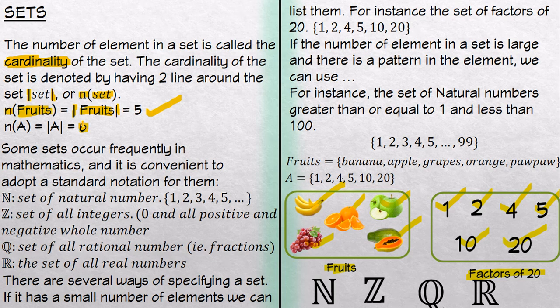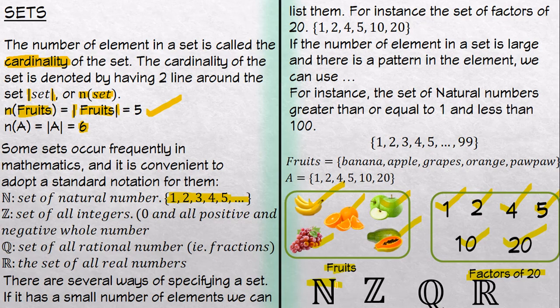But then in mathematics, there are some sets that occur frequently. So some letters have been used to denote these sets. So the first that we want to talk about is the set of natural numbers. So when we talk of the set of natural numbers, there are these elements over here. So starting from 1, so we have 1, 2, 3, 4, 5, 6, 7, and so on and so forth.